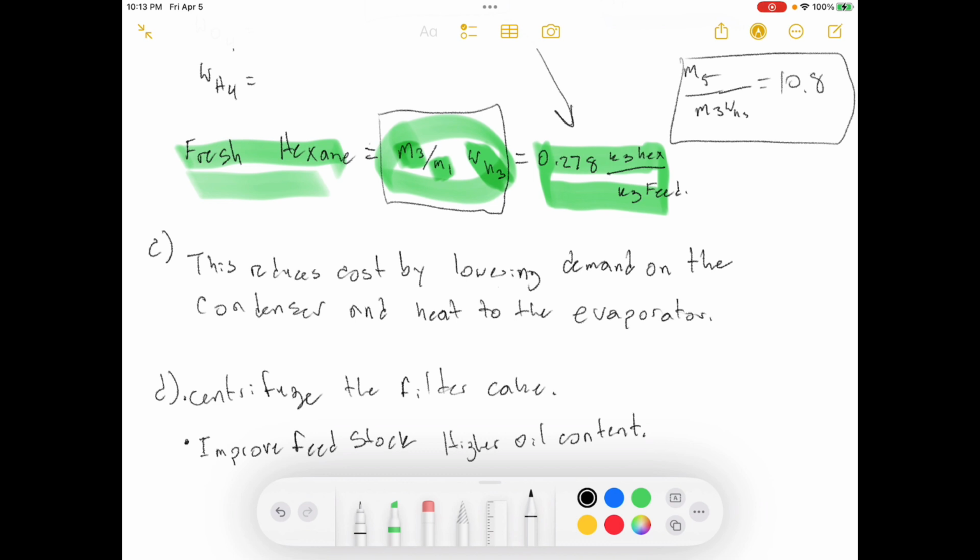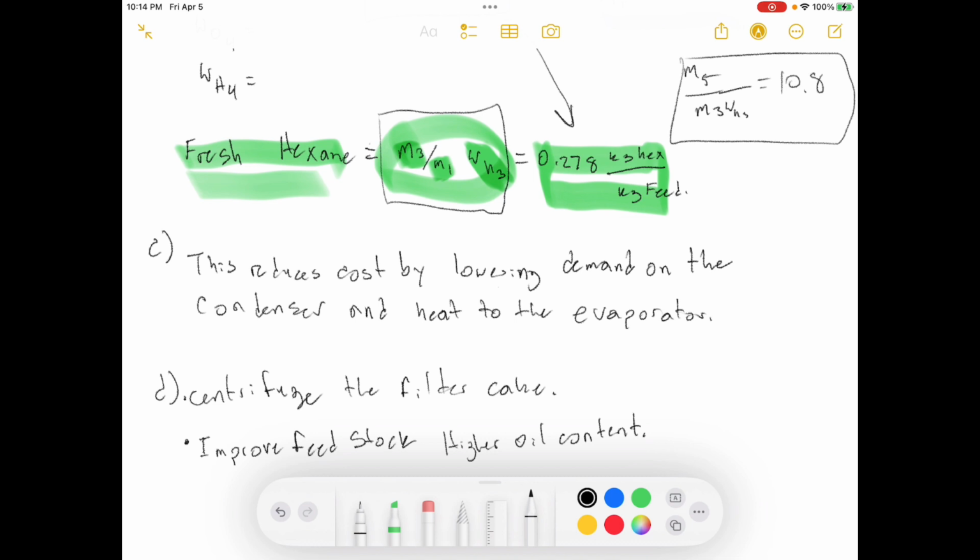Well, it reduces your costs by lowering the demand on the condenser, right? It takes power to use a condenser. And so you're putting in energy to cool off that hexane so that it becomes a liquid, right? Well, instead of using all that energy, you could cool it off.